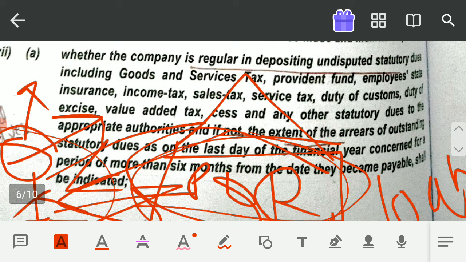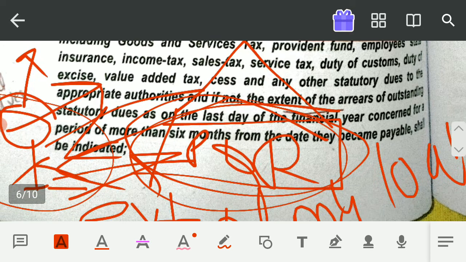Okay, so they are saying that if from the last day of the financial year there has been more than 6 months from the date that they have become payable, then you have to indicate. Okay, let me explain this line once again.